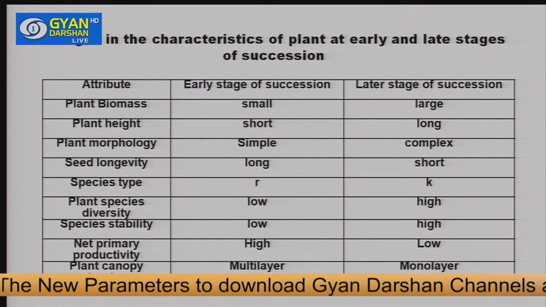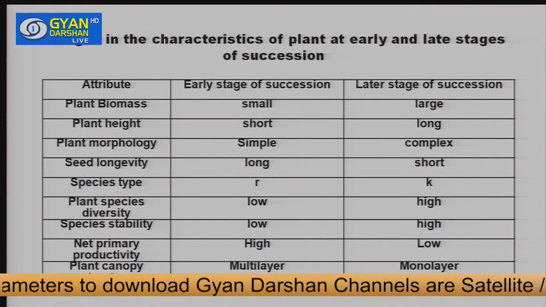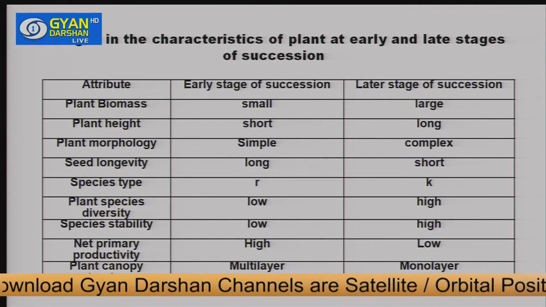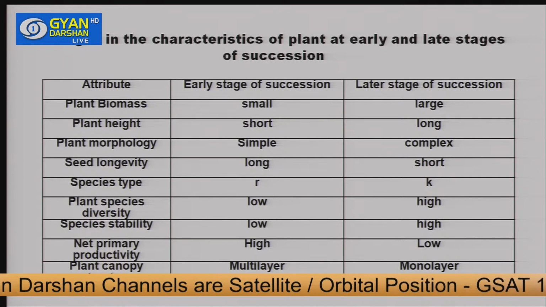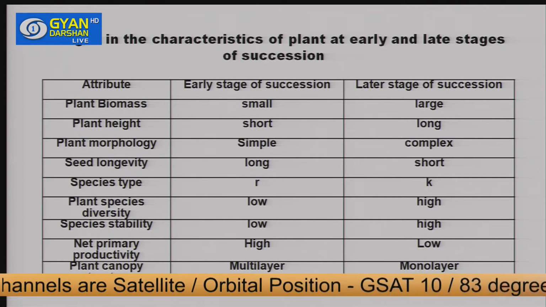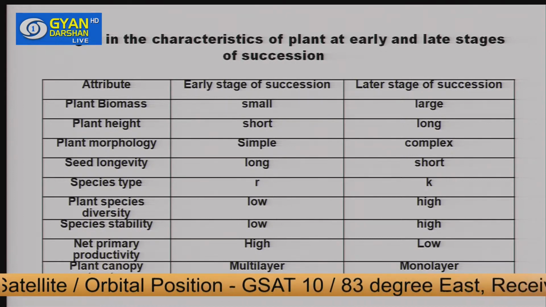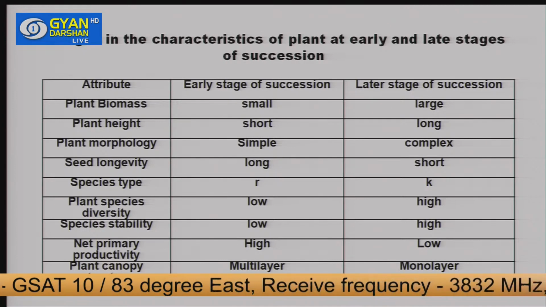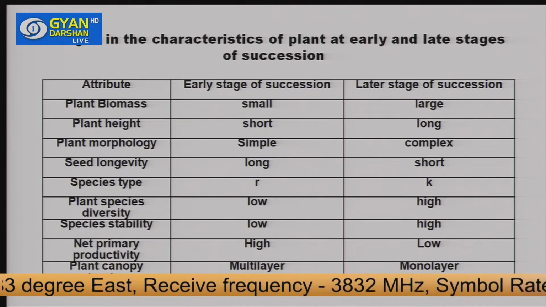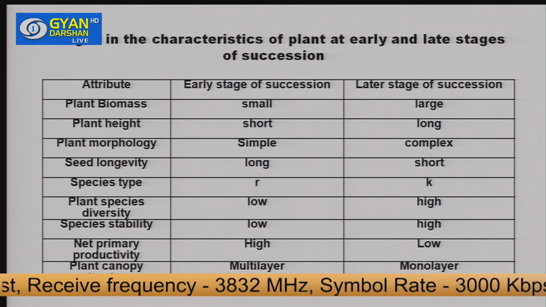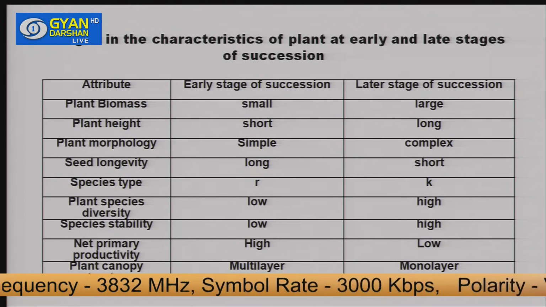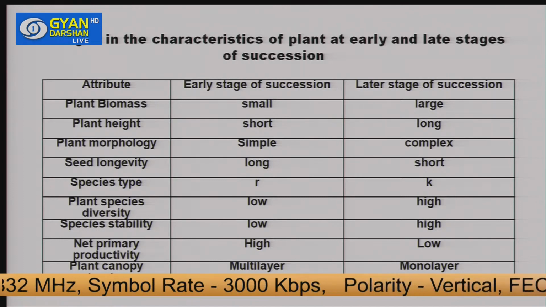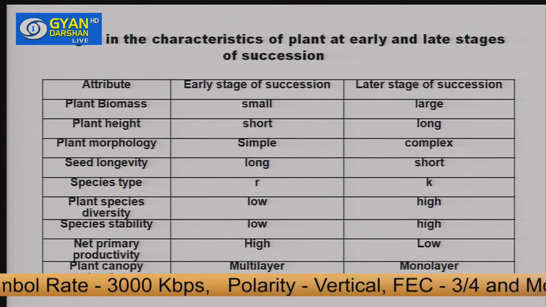So these are some of the changes in the characteristics of plants at early and late stages of succession. You can find what happens during the early stage and the late stage of succession. There are a lot of differences, like biomass: initially it is small, later it becomes high. Plant height: initially short, ultimately long. Plant morphology: initially simple, later complex. Seed longevity: long, then short.